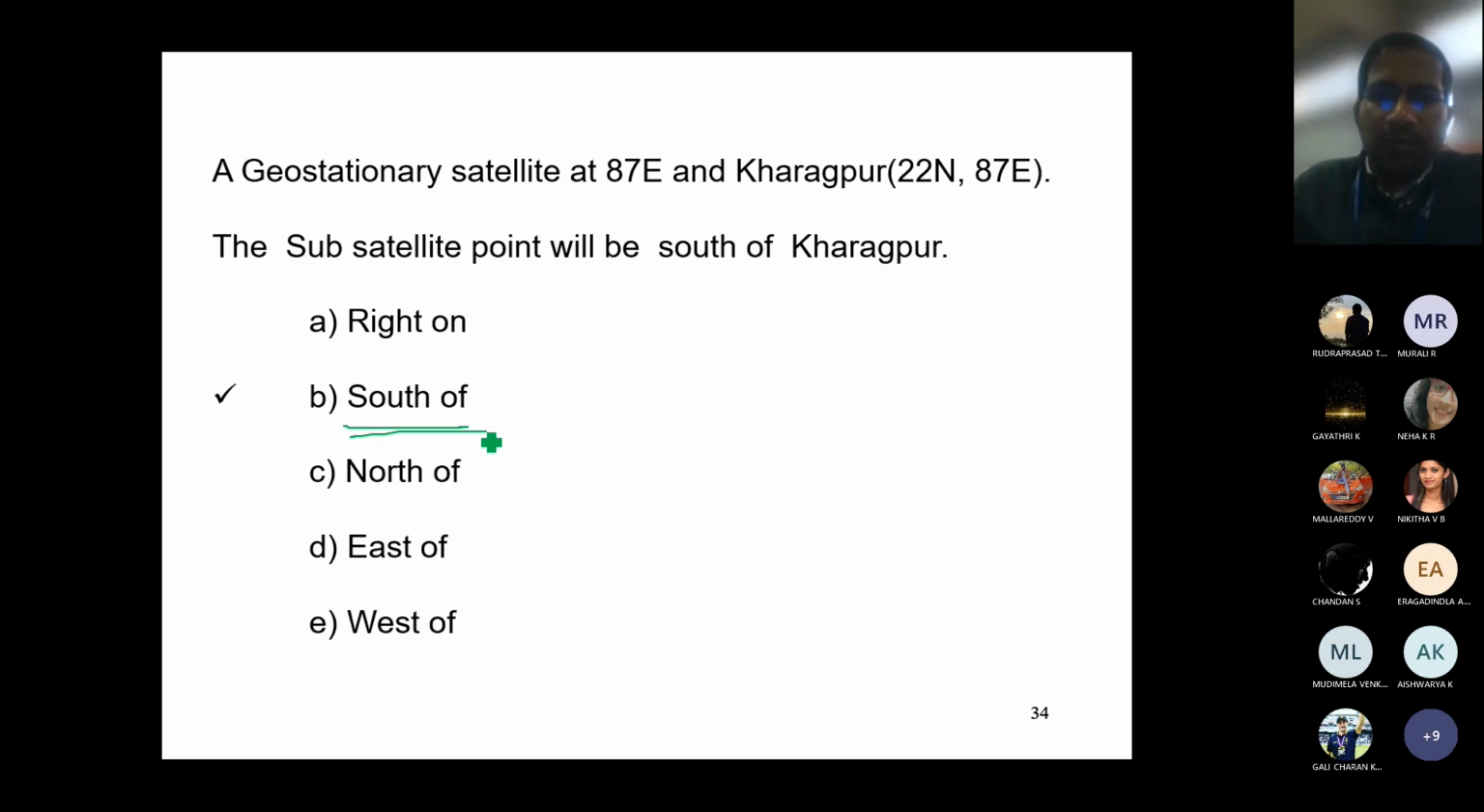So this is one example. If the coordinates of the sub-satellite point and any particular point, called the ground station location, are given, you can find out the exact location of the ground station and the exact location of the satellite. That means you can find out in which direction your satellite is located with respect to the ground station.